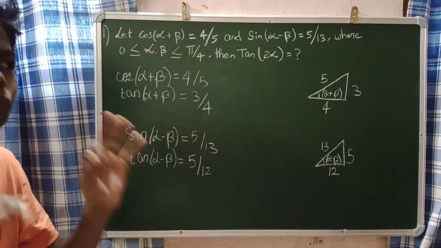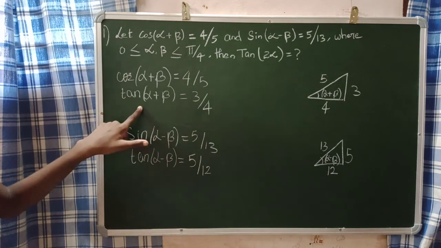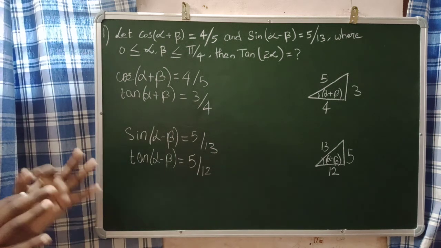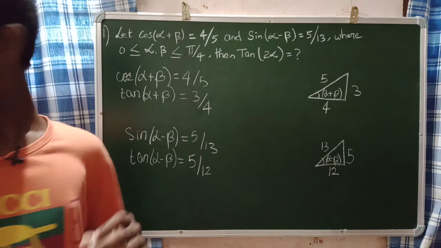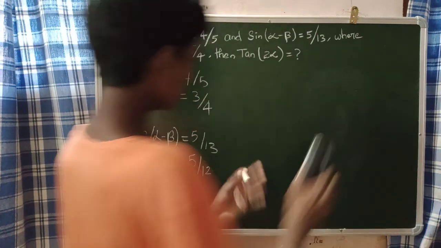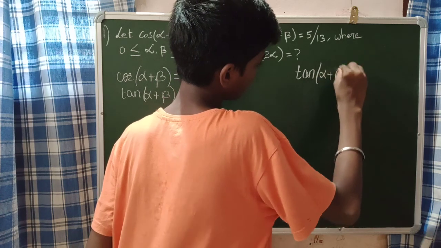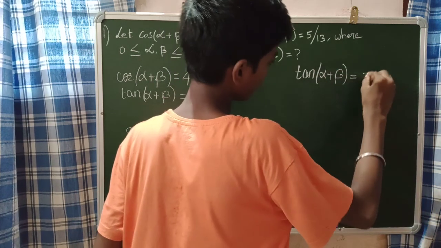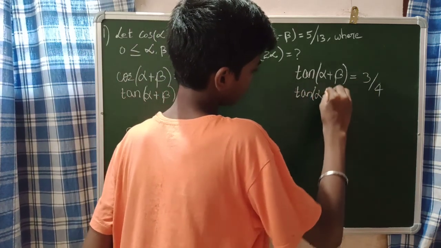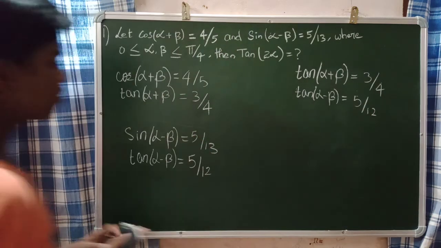It's very simple. I'm just using the triangle method and the Pythagoras theorem to convert cos(alpha + beta) into tan(alpha + beta) and sin(alpha - beta) into tan(alpha - beta). Okay? So now we have found two values. What values did we find? We have found that tan(alpha + beta) is equal to 3/4 and tan(alpha - beta) is equal to 5/12. These two values we found now.